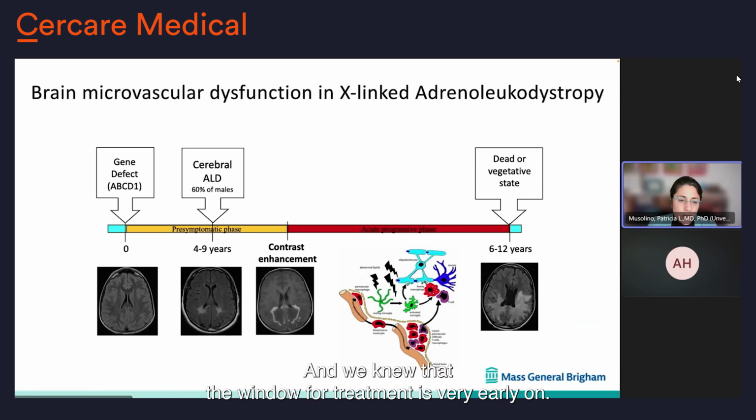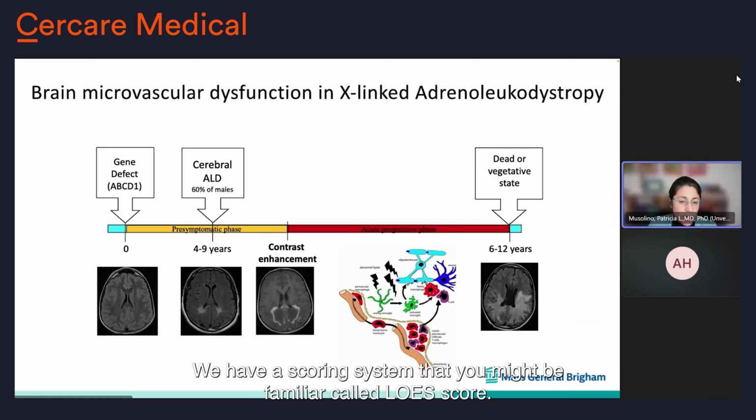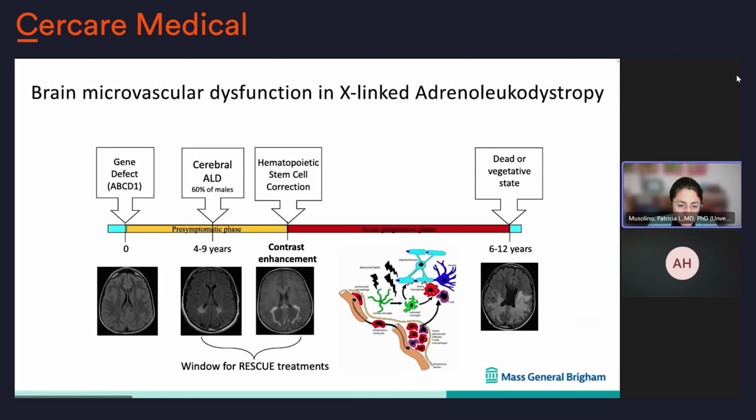And we knew that the window for treatment is very early on. We have a scoring system that you might be familiar with, called the LOES score, depending on how you spell it, and that is an anatomical scoring of 34 points. And we know that transplant can work with LOES scores below 11.